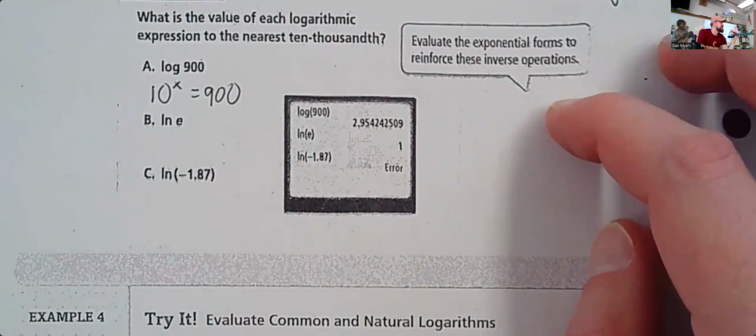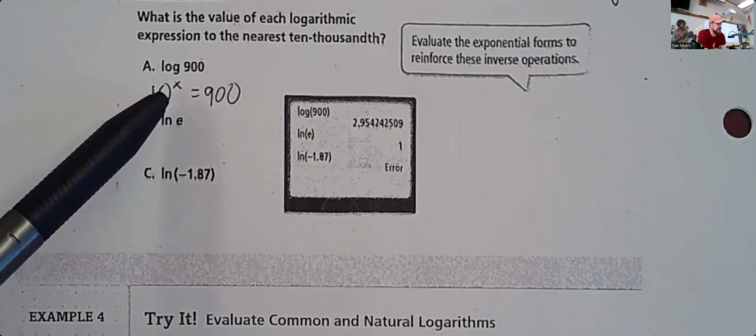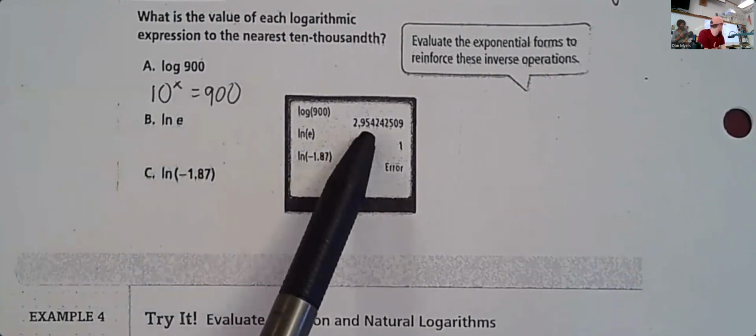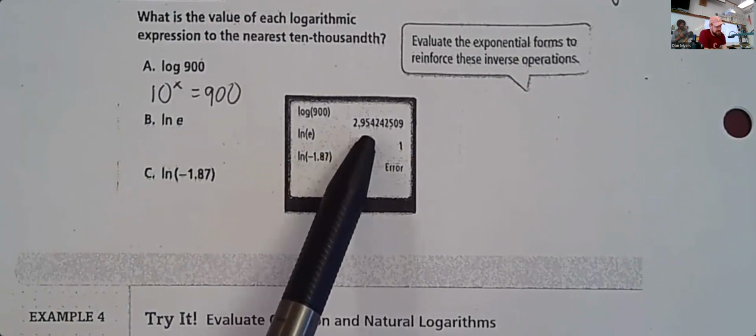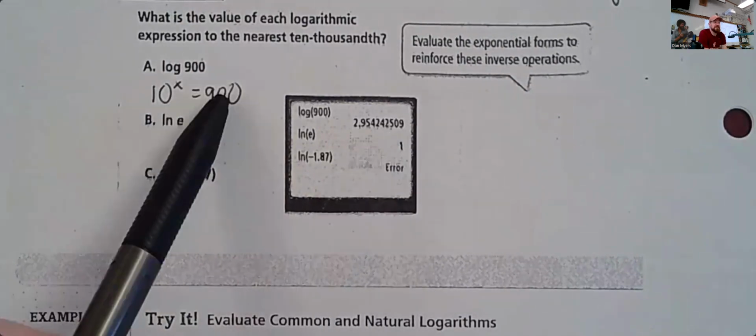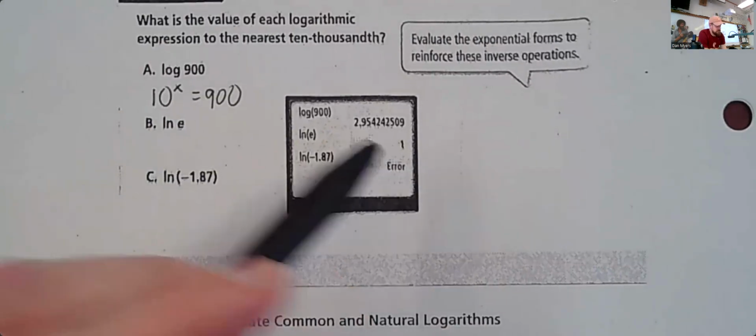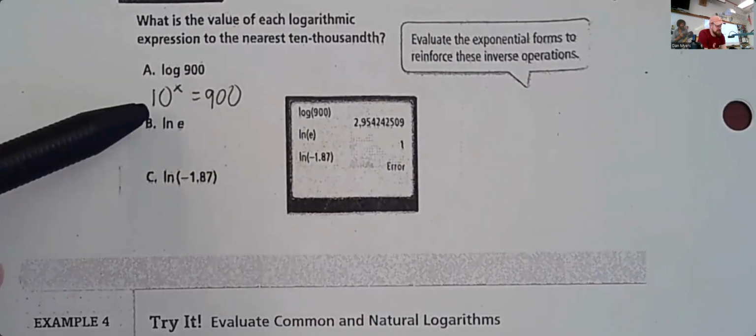But actually, let's think about this. Does anybody have any estimates before they use their calculator? What's 10 cubed? 1,000. So 10 squared is 100, 10 cubed is 1,000. So this is going to be like 10 to the 2.9-ish, probably. Oh, by the way, it's right there. 2.954242509. Yeah, it's close to 3 because it's almost 1,000 and 10 cubed is 1,000. So that makes sense. The exponent in this particular exponential equation is going to be close to 3.